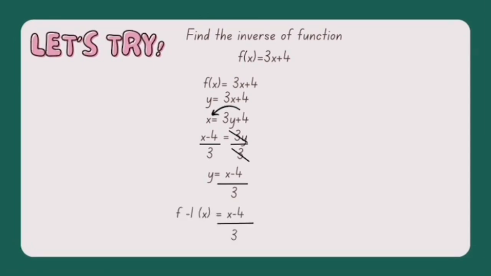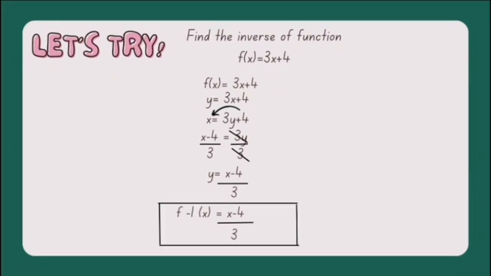And for the final step, replace the new y with f raised to negative 1 of x. So, itong y natin ngayon ay gagawin nating f raised to negative 1 of x is equals to x minus 4 over 3. So, this is now the inverse ng given function natin kanina. F of x is equals to 3x plus 4, at ang kanyang inverse ay f raised to negative 1 of x is equals to x minus 4 over 3.